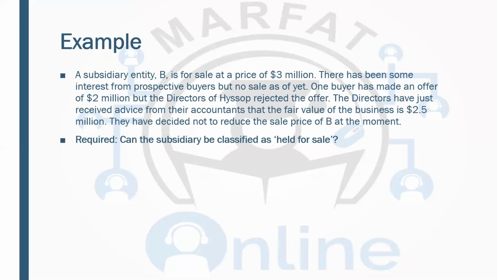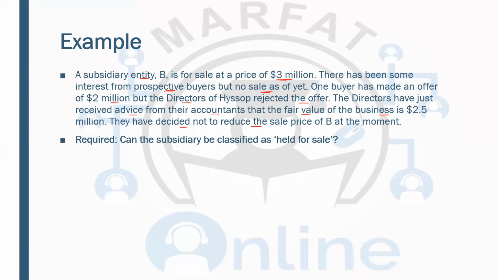Then we have another example. A subsidiary entity B is for sale at a price of 3 million. Okay, fine. Now it's a subsidiary itself, not a single asset, a disposal group. There has been some interest from prospective buyers, that means potential buyers, but no sale as of yet. One buyer has made an offer of 2 million, but the directors of HISOP rejected the offer.